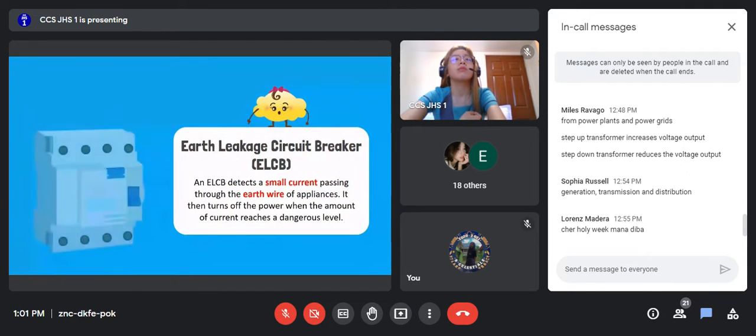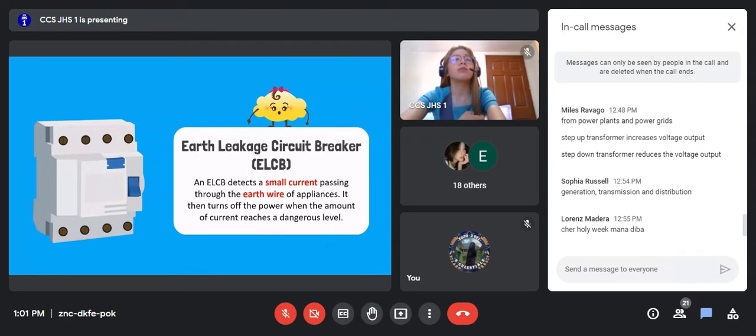Lastly, we have the earth leakage circuit breaker. An ELCB is a safety device used in electrical appliances to prevent electric shocks. It detects a small current passing through the earth wire of appliances. It then turns off the power when the amount of current reaches a dangerous level.